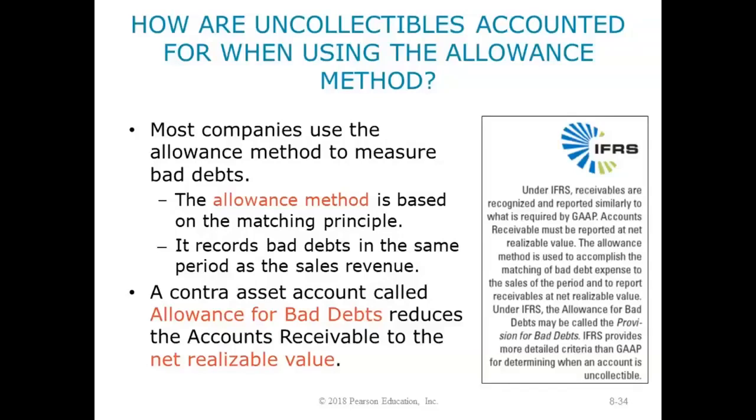Most investors and creditors don't really want to know about the gross accounts receivable. They want to take a look at the overall net accounts receivable, or net realizable value. Net realizable value is always the accounts receivable gross minus the allowance for doubtful accounts, and that's always going to come up to the net realizable value.